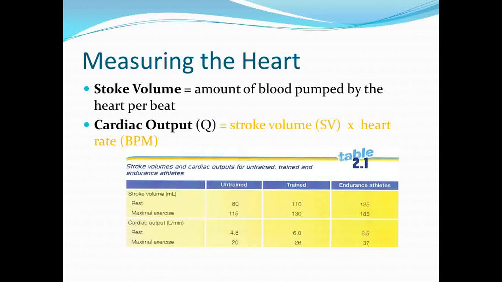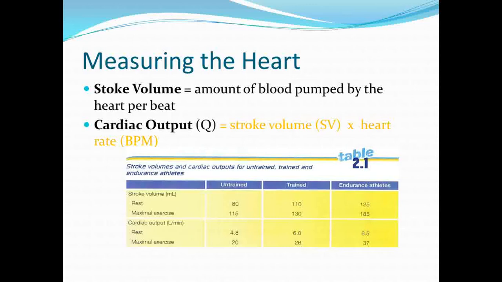So how do we measure what the heart can actually output? There's a couple of words that we use. The first one is stroke volume. That's how much blood is pumped by the heart per beat. And then cardiac output. That's sort of how hard the heart is working. That's stroke volume times heart rate, so it's like those two things combined. So how hard is the heart working each minute?